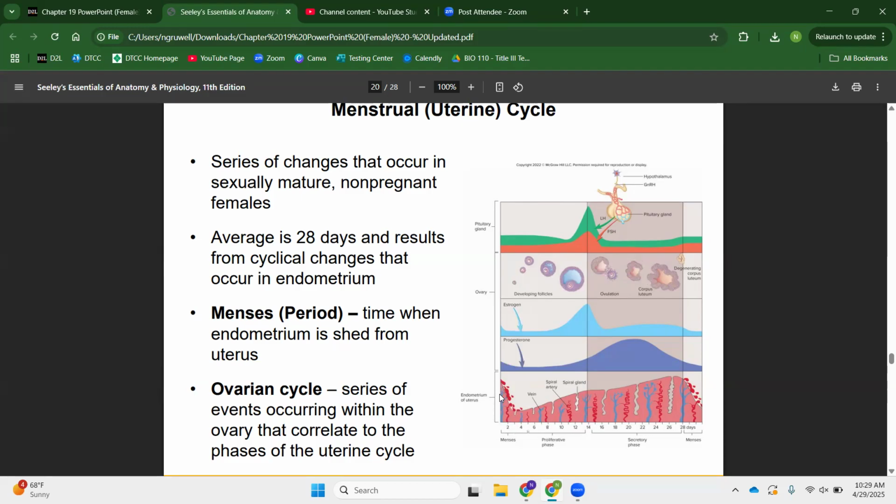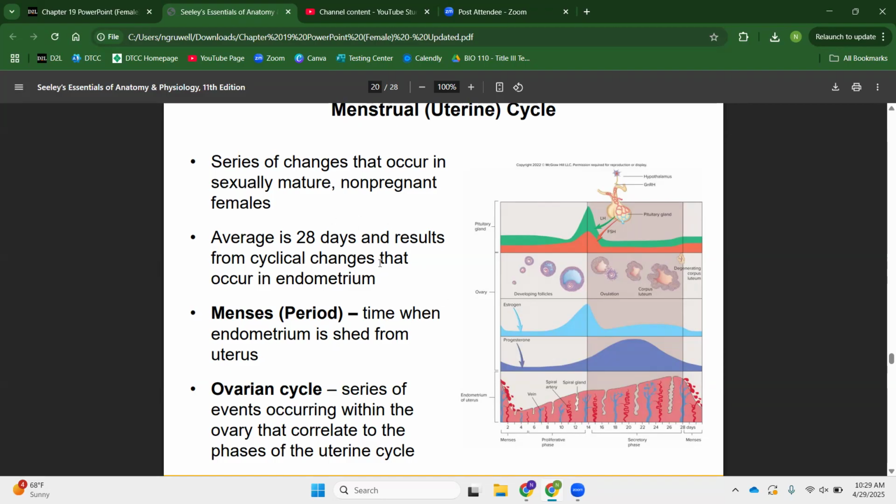So if this bottom row has a higher spike or this buildup, that means the endometrium is getting stronger and larger and more vascular. And then we see this drop off is when it is sloughed off, assuming there's not implantation. So just to kind of orient you guys to that.